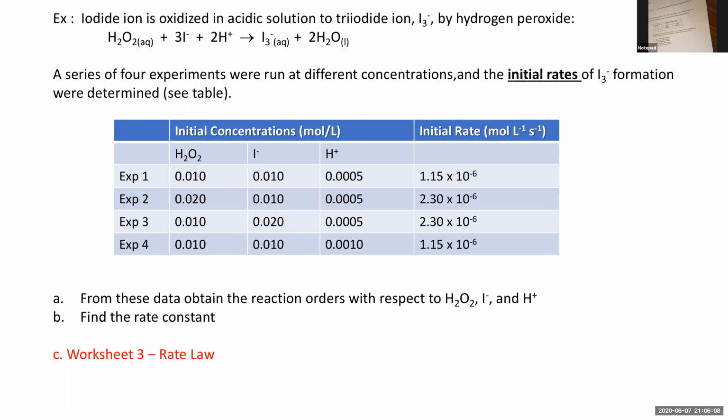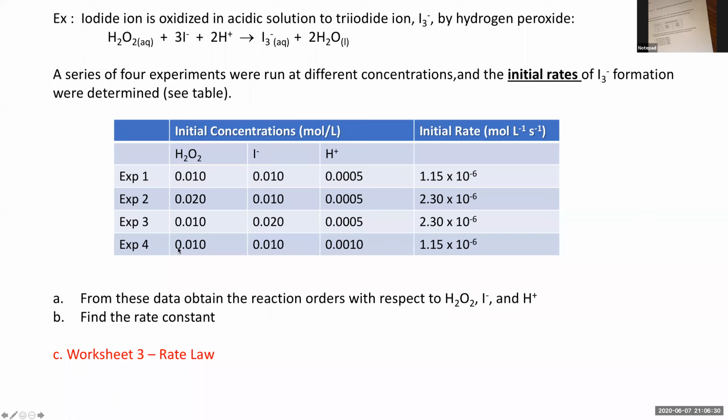And in the third experiment, the hydrogen peroxide concentration doesn't change from the first one, but the iodide concentration changes. The hydrogen ion doesn't change either. If you look at the rate, it also doubles in the third one from the first one. So that means the order of this reaction is also 1 in iodide.